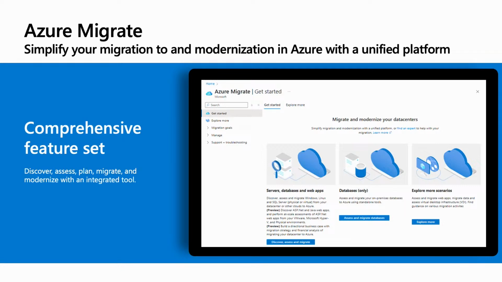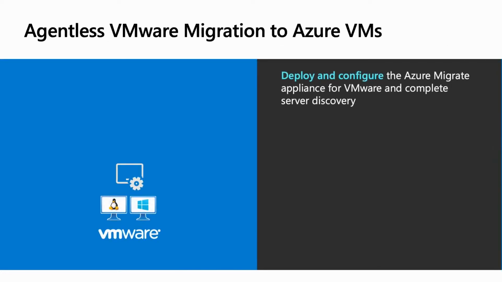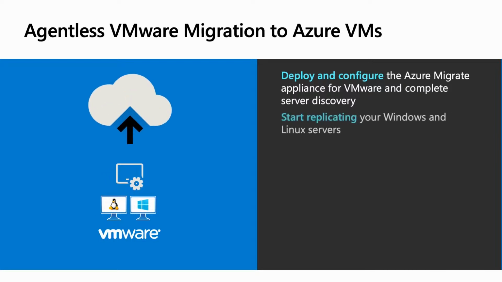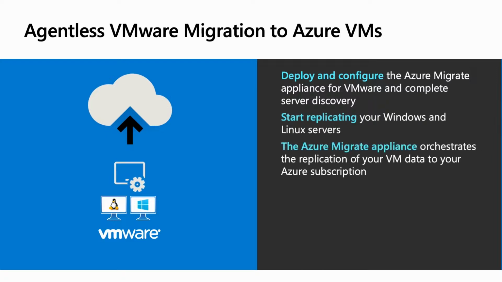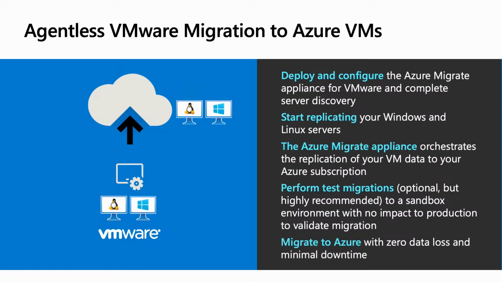We can also, of course, do migrations from VMware virtual machines into Azure virtual machines running in the cloud. And we do this in an agentless way. We deploy and configure the Azure Migrate appliance for VMware. We do the server discovery. We start replicating your Windows and Linux server VMs. We then use the Azure Migrate appliance to orchestrate the replication of your VM data to your Azure subscription. And then we can perform test migrations. It is optional, but it is highly recommended. And you can do this in a sandbox environment to make sure everything is working great and you validate the migration. So it's very, very powerful. And then you migrate to Azure with zero data loss and minimal downtime. So that's the awesomeness that is moving to cloud native.